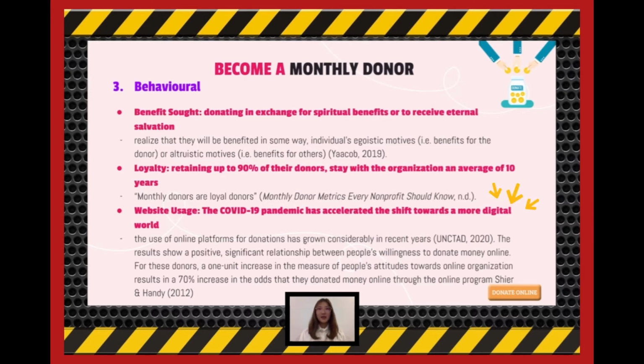The COVID-19 pandemic has accelerated the shift towards a more digital world. People now shop online more frequently and rely on the internet more for news, health-related information, and digital entertainment. Based on Sher and Handy 2012 research, the use of online platforms for donations has grown considerably in recent years. The results show a positive, significant relationship between people's attitudes and their willingness to donate money online. For these donors, a 1 unit increase in the measure of people's attitudes towards the online organization results in a 70% increase in the odds that they donated money online through the online program. People who perceive the organization more positively were more likely to donate money online.